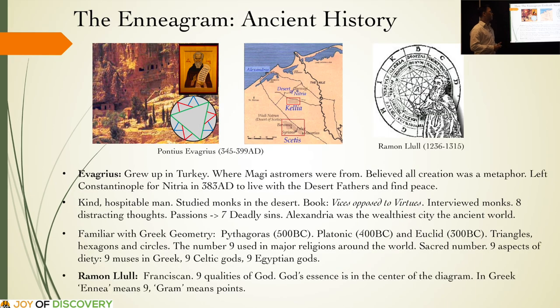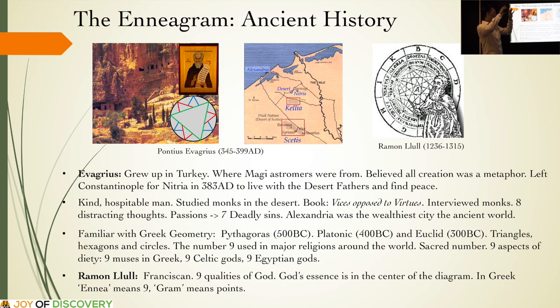He's a Franciscan. So now we look at what we have here. It's a lot closer to the Enneagram diagram we have today. Evagrius did not actually create the diagram as such, but he was trying to work with circles, hexagons, and triangles, and trying to find the meaning behind those. He never quite got into the Enneagram in its current form. Ramon Llull, on the other hand, has an Enneagram diagram.